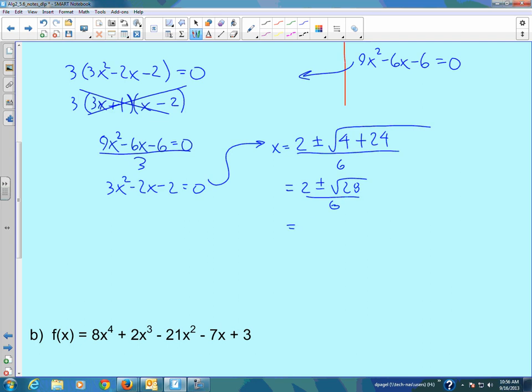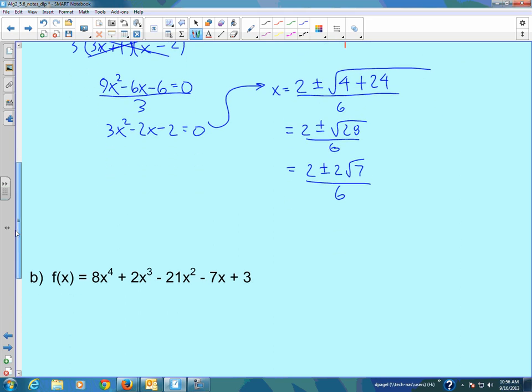28, I can reduce it. Simplified radical form: square root of 4, square root of 7. Square root of 4 is 2. Square root of 7 stays aside. Then I got that 6 there. Then we can factor out a 2 from the top: 1 plus or minus the square root of 7. And that 2 at the top cancels with the 6 on the bottom, making it a 3. Finally, giving me 1 plus or minus the square root of 7 all over 3.